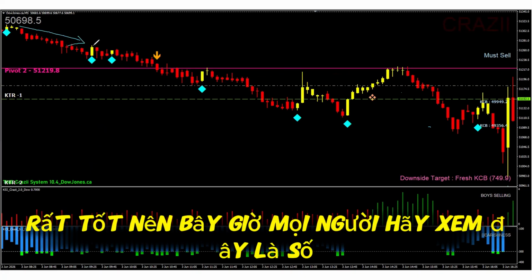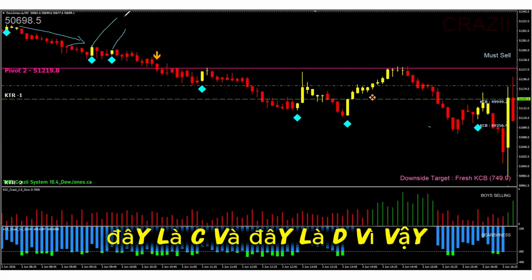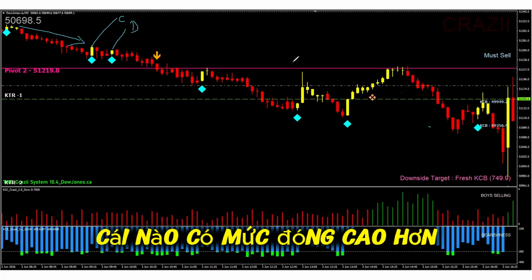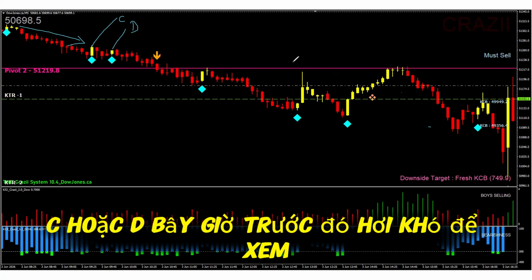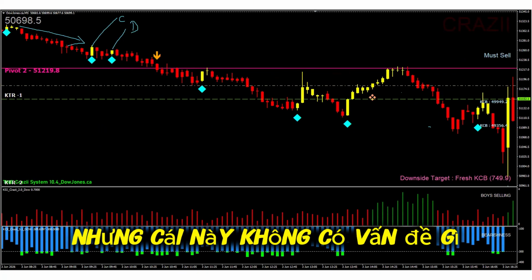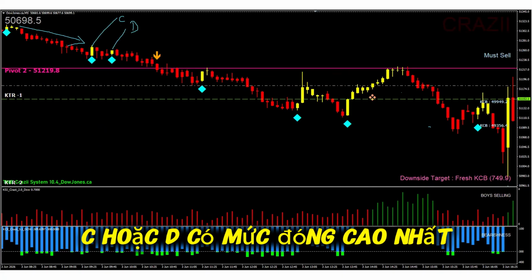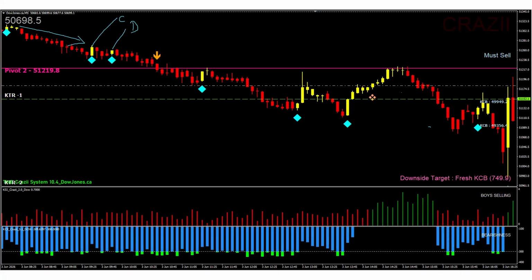Very good. So now everyone take a look. This is C, and this is D. So which one has a higher closing, C or D? Earlier on it was a bit tough to see, but this one shouldn't be any issue. C or D, which has the highest closing?